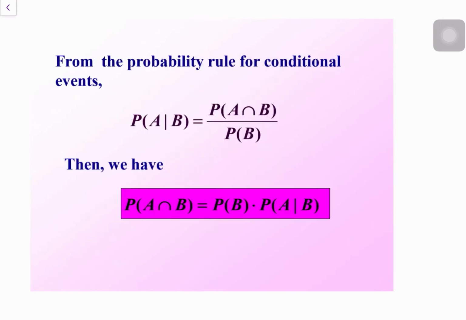From the probability rule of conditional events, if you still remember, we have P(A given B). The formula of P(A given B) is equal to P(A intersect B) divided by P(B). When we cross multiply, we have P(A intersect B) equal to P(B) multiplied by P(A given B).